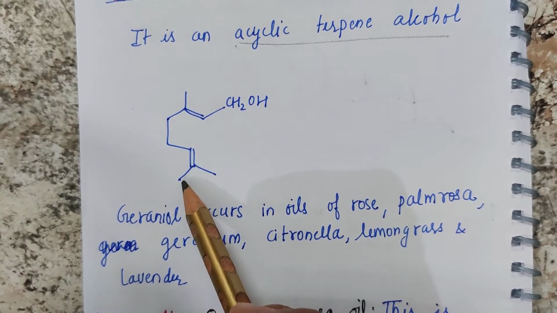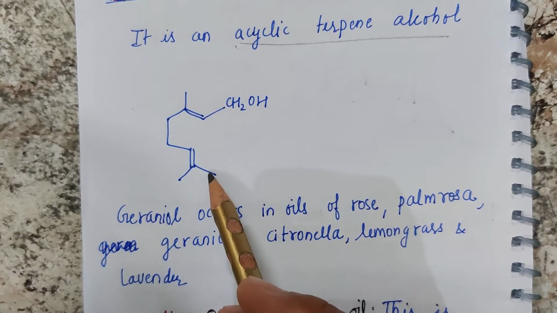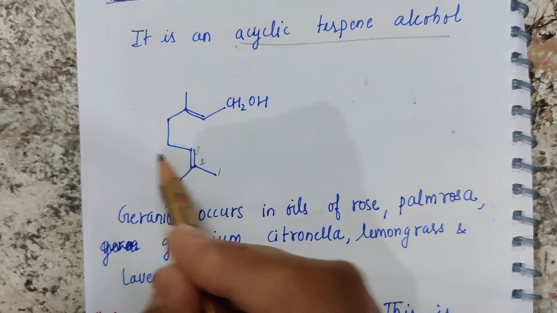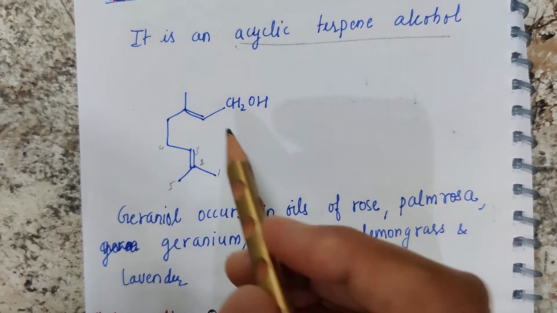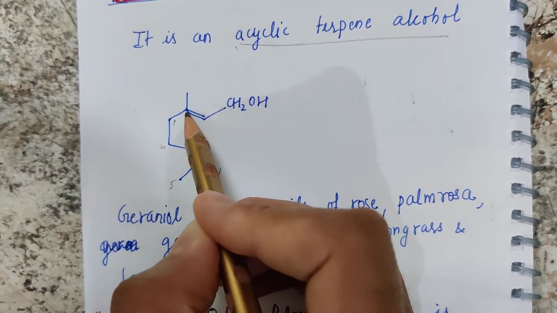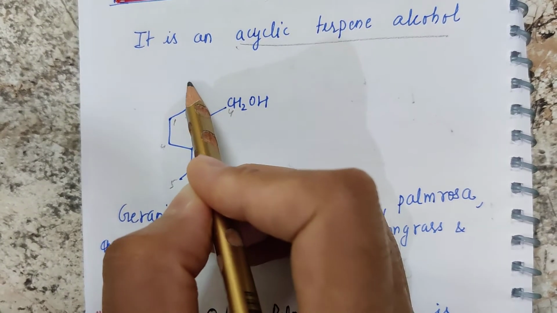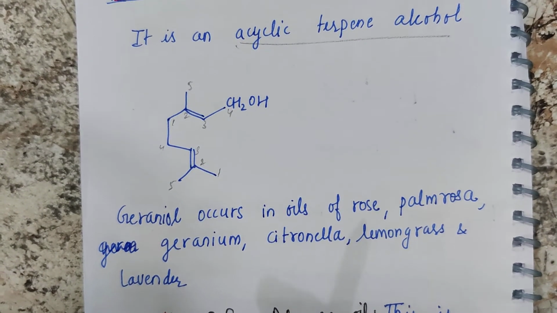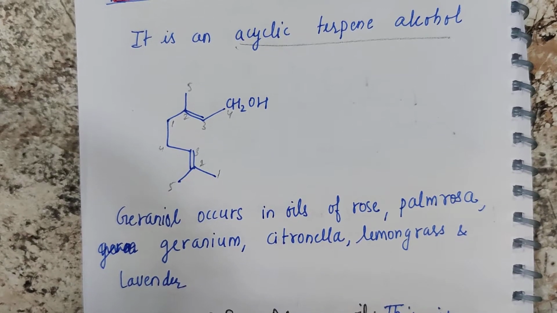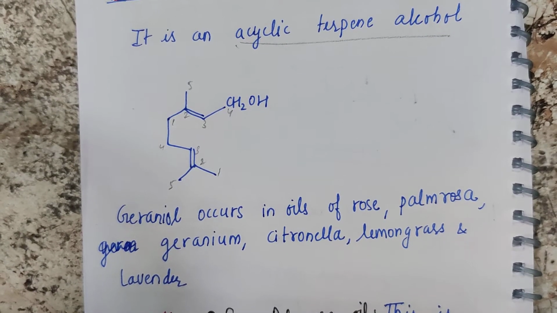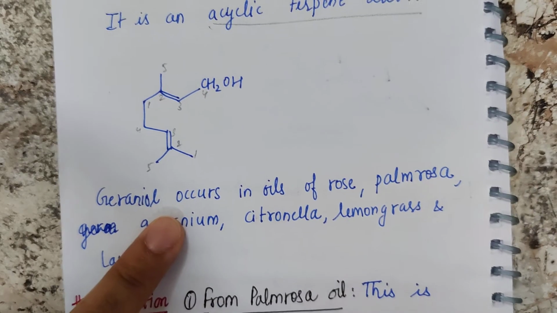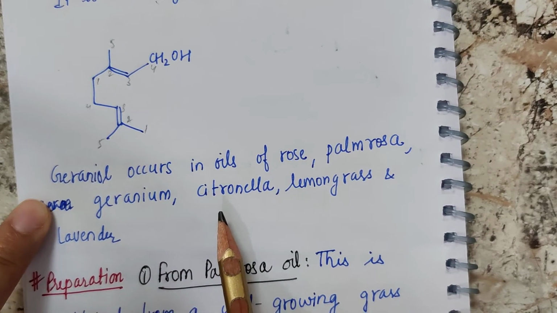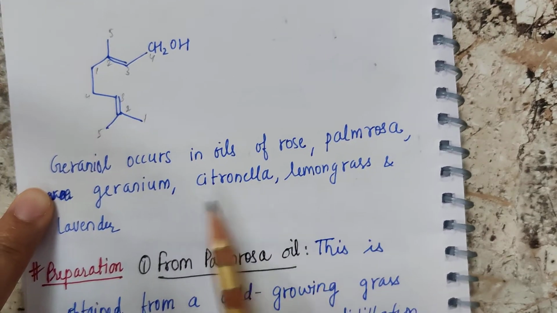and in the case of terpene we have two isoprene units connected. If you look at the numbering 1, 2, 3, 4 and 5, this is one terpene unit, and another one 2, 3, 4, 5, this is the second terpene unit, and it is an oxidized terpene, so we can say it's a terpenoid. Geraniol occurs in the oils of rose, palmarosa, geranium, citronella, lemongrass and lavender.